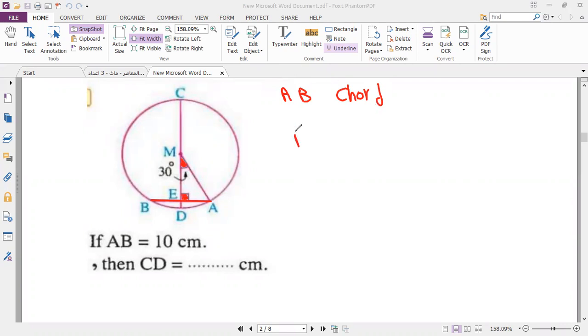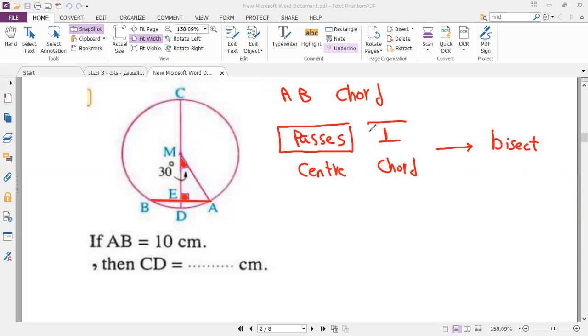So if you remember the three words I told you: if the straight line passes through the center of the circle and is perpendicular to any chord, then this straight line bisects this chord. This straight line bisected this chord in this case. So the three words I told you: pass, perpendicular, and bisect.